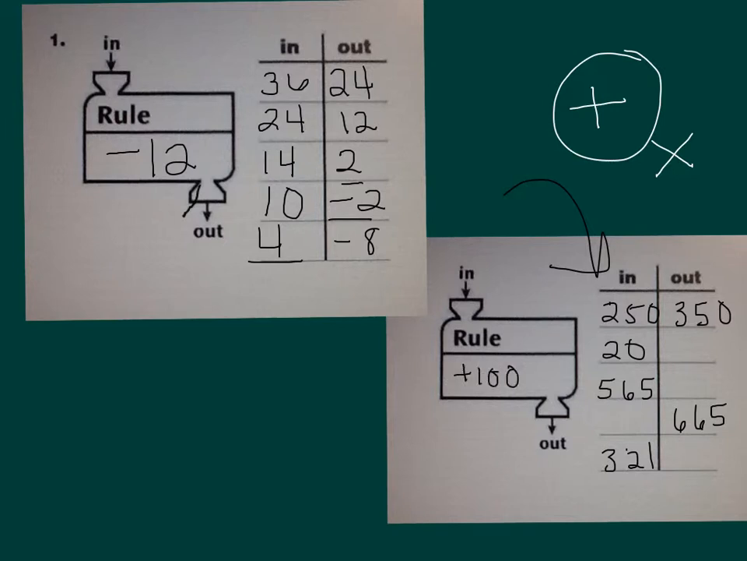Let's solve this together. I'll say the in, you say the out. 20 plus 100 equals 565 plus 100 equals Now we have the out, and we need to subtract 100 to get the in. So 665 minus 100 equals. And 321 plus 100 equals.